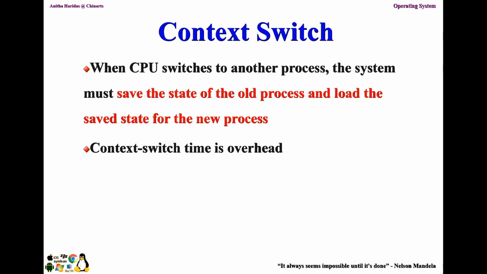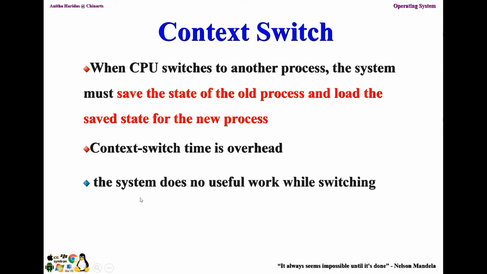So what it has to do, there is an overhead for the CPU. An overhead means it has to do another task apart from executing the process. What is that other task? It has to save the status of the old process. To save it, again a set of instructions has to be executed. For loading the saved state, again some set of instructions has to be executed. So that is the overhead for the CPU, and the system is not doing any useful work while switching, right? Because it is only doing the saving and reloading, saving the state of the old process and loading the state of the new process. This has to be done again and again.